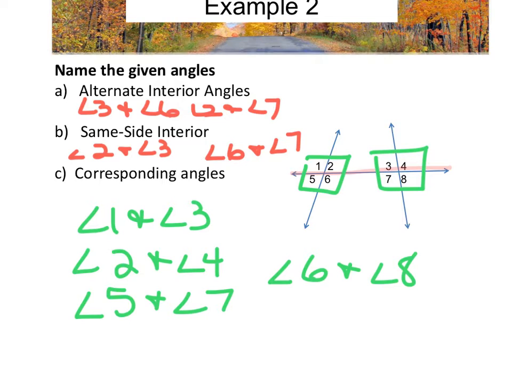All right. And that is the lesson. We're not getting into the congruencies yet. It's just a matter of being able to identify where these angles exist in your picture once you have two coplanar lines that are intersected by a transversal.